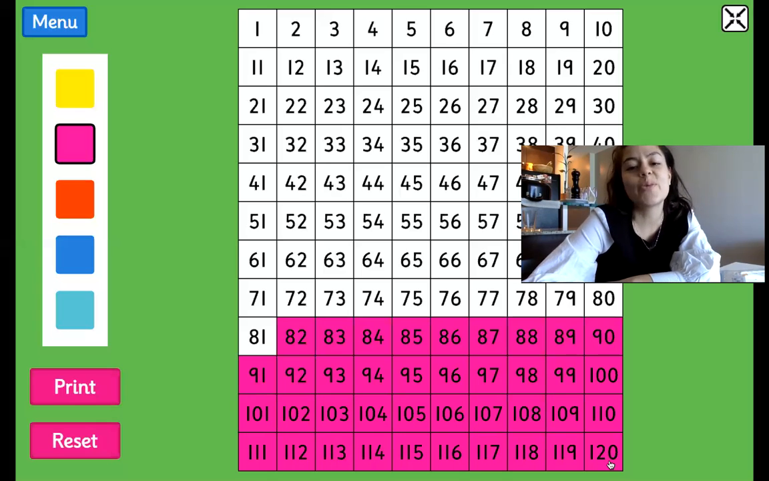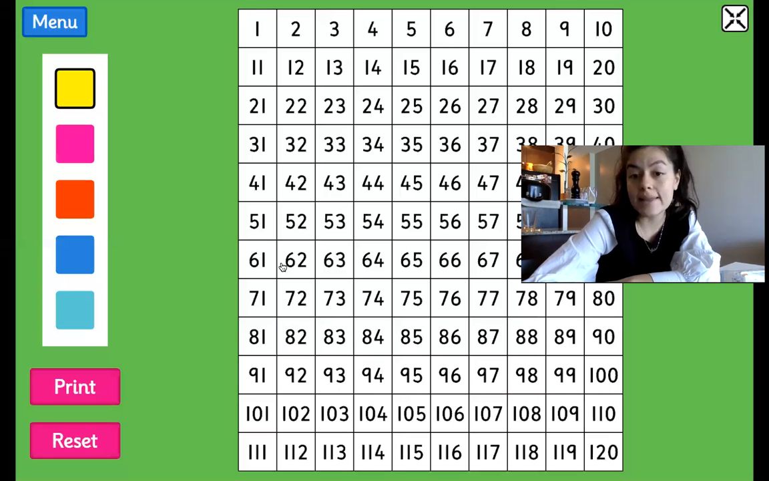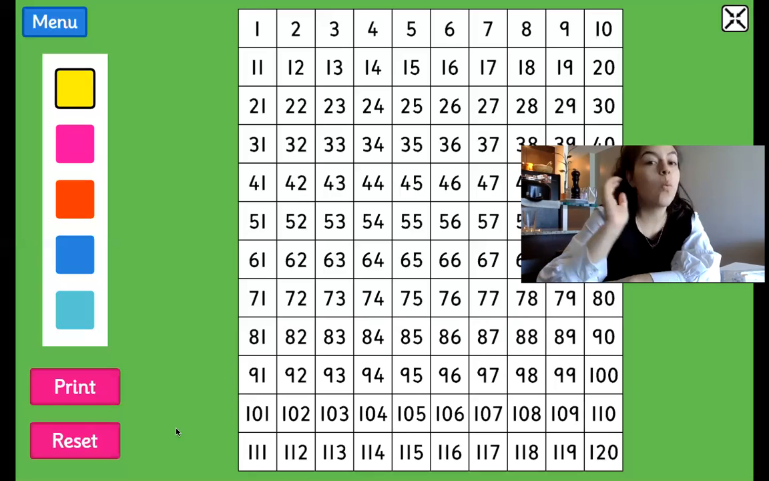120. Great job, SKs. Now I am going to highlight certain number squares, and you'll have 3 seconds to tell me what the square I'm highlighting is before I tell you the answer. Ready?